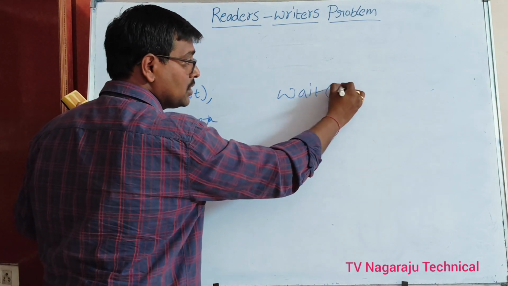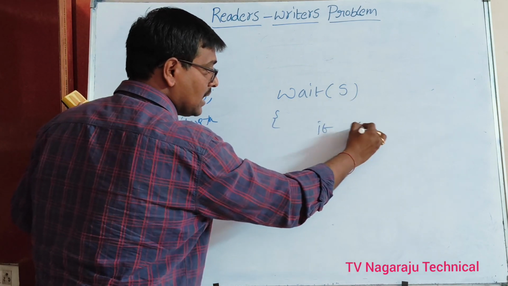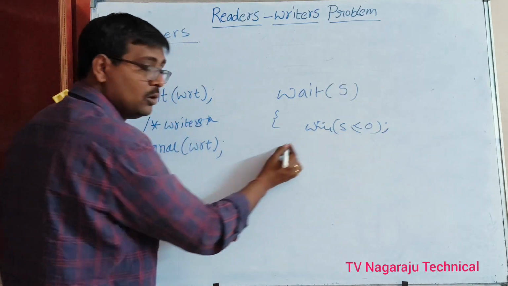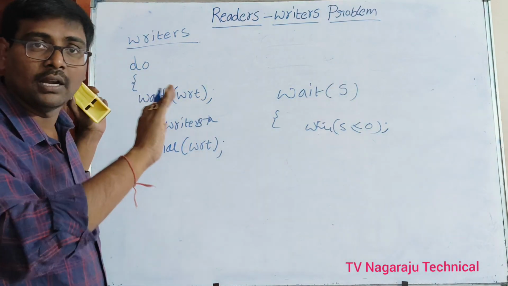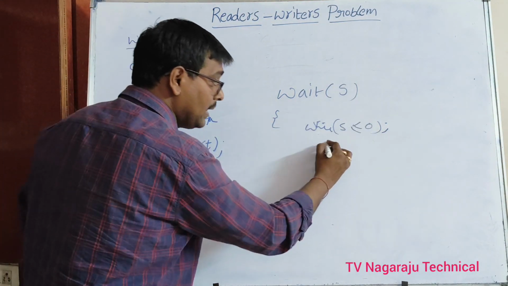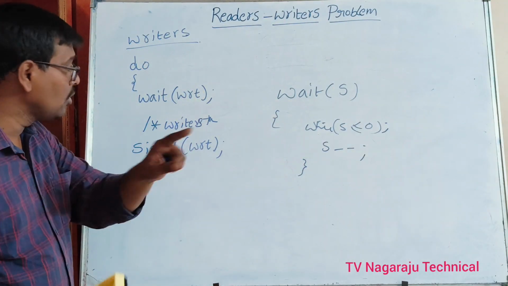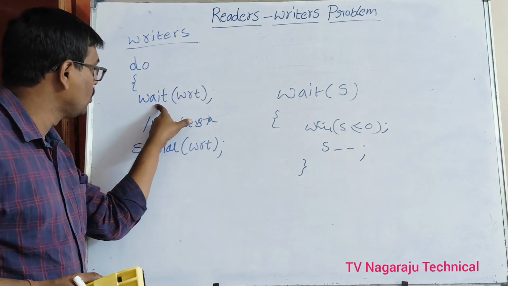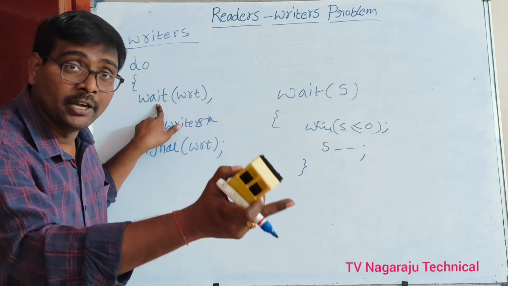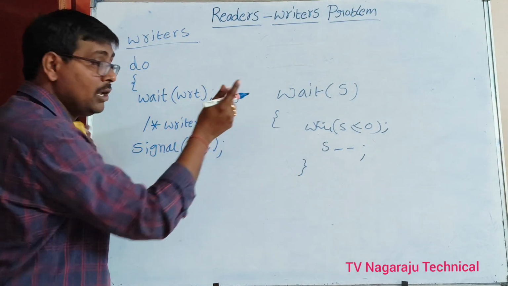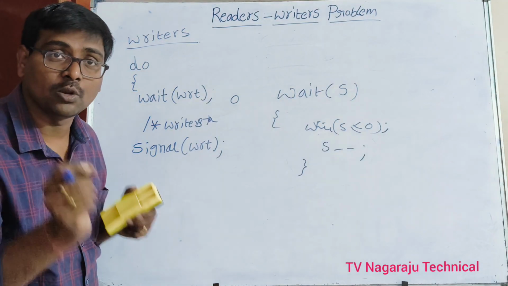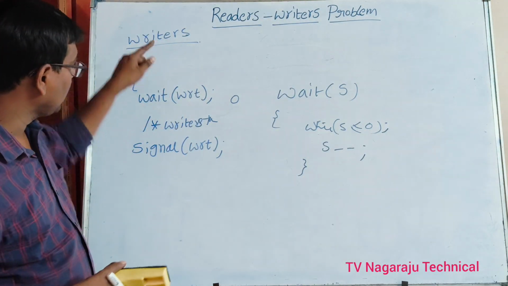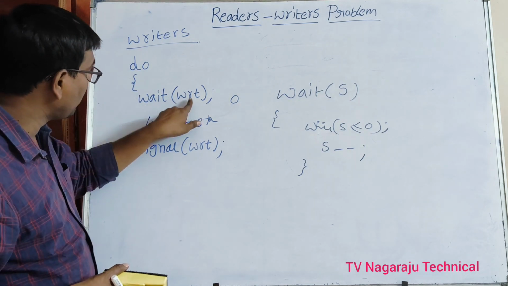Already discussed. Suppose wait of semaphore, it checks the condition. If the semaphore value is less than or equal to 0, you are not allowed to enter. Otherwise, enter and then decrement. Here also, initially the WRT value is equal to 1. So if the value is 1, the writer enters into the critical section and then the WRT value is converted to 0.